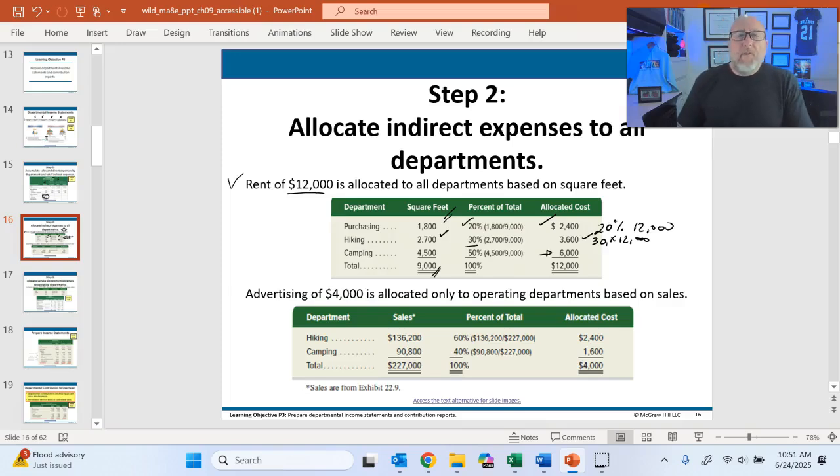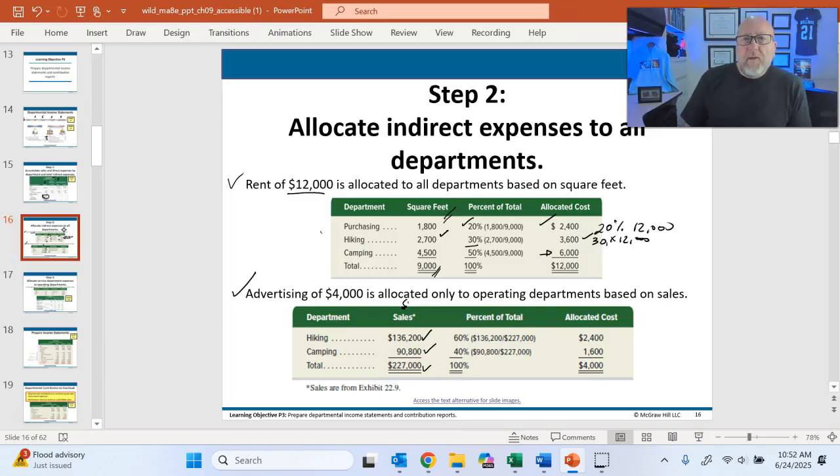And then we're going to do the same thing for advertising. However, we are going to allocate the advertising using a different allocation base. For advertising, we're going to use sales as the allocation base. And so the hiking division had 136,200 in sales, and the camping division had 90,800 in sales, for a total of 227,000.